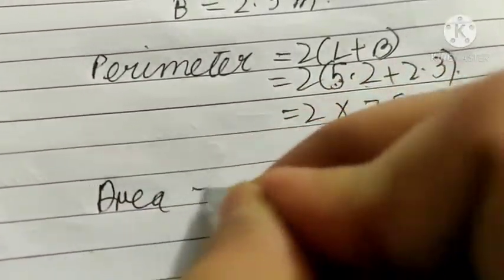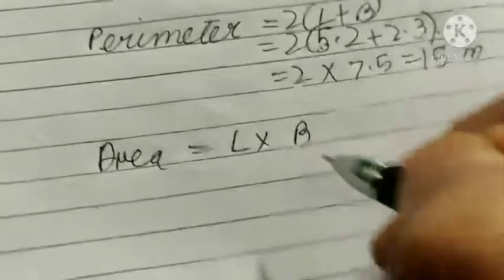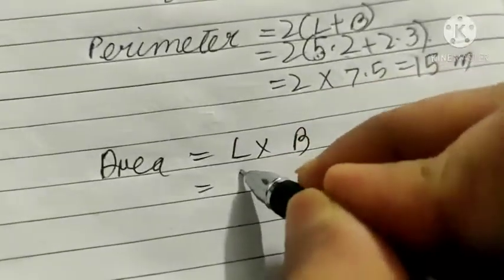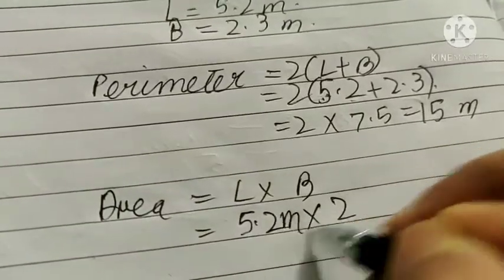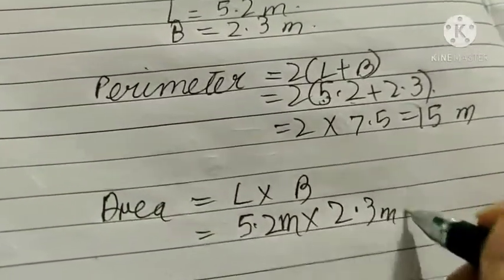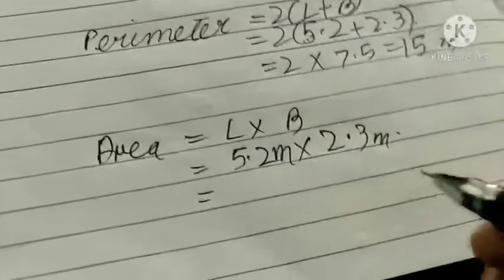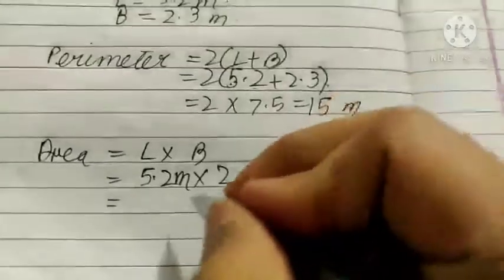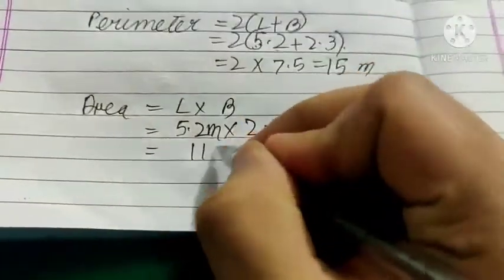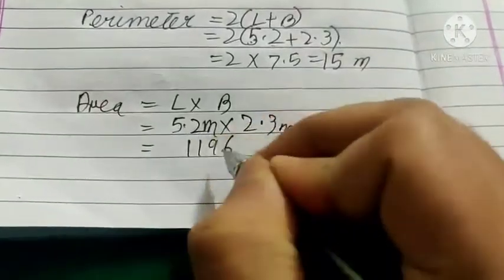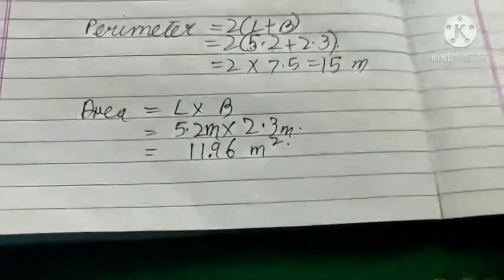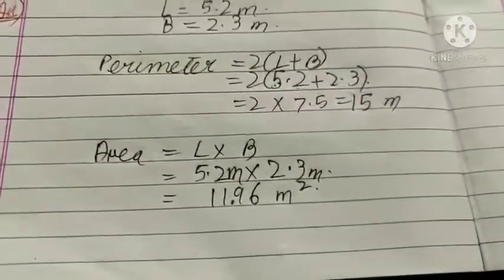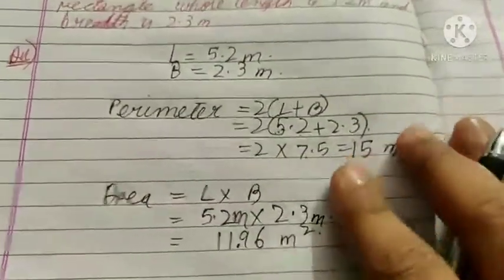Then area has the formula length into breadth. Here length is 5.2 meters and breadth is 2.3 meters. So it will give you 52 into 23, which is 1196. There are two decimal places, so 11.96 meter square is the answer. This is your area and this is your perimeter.